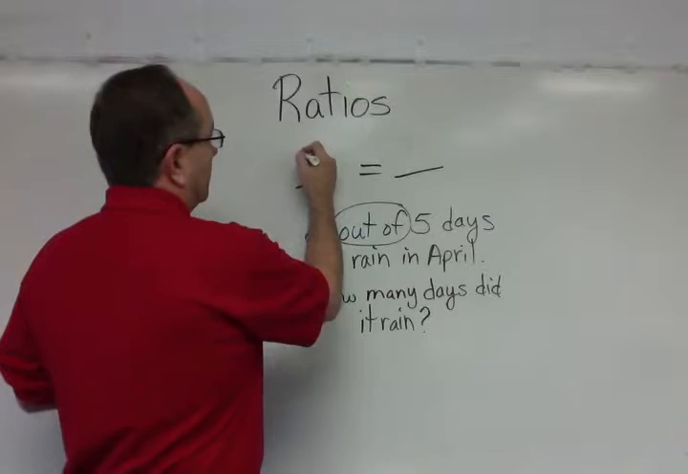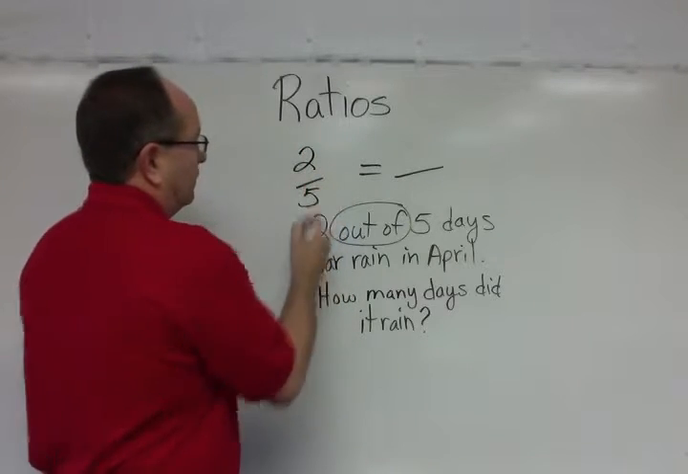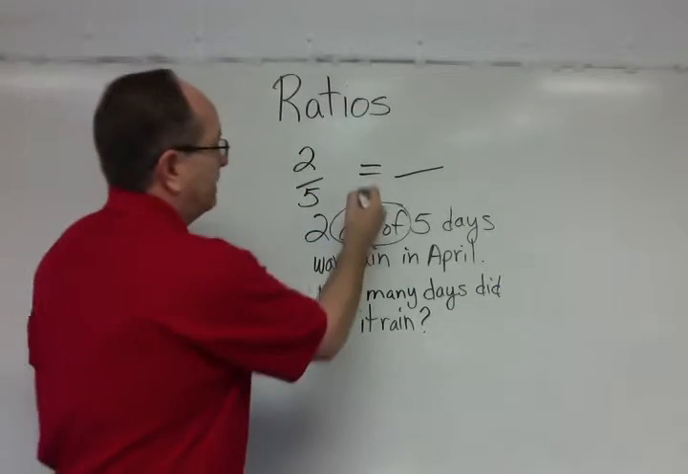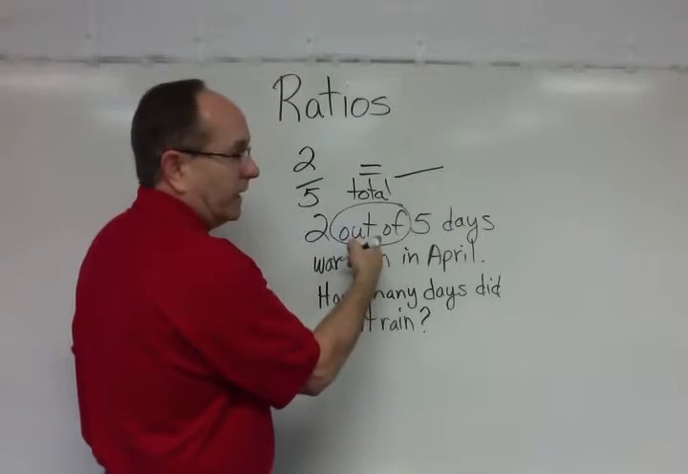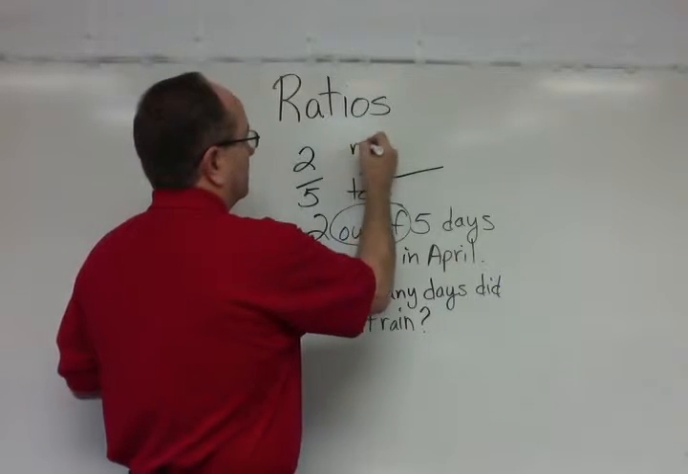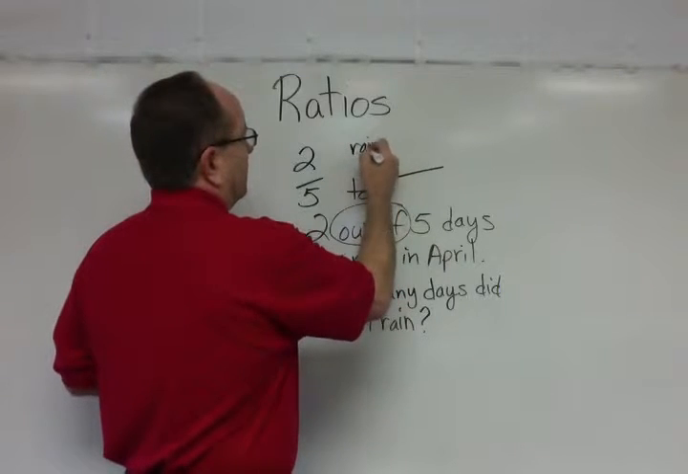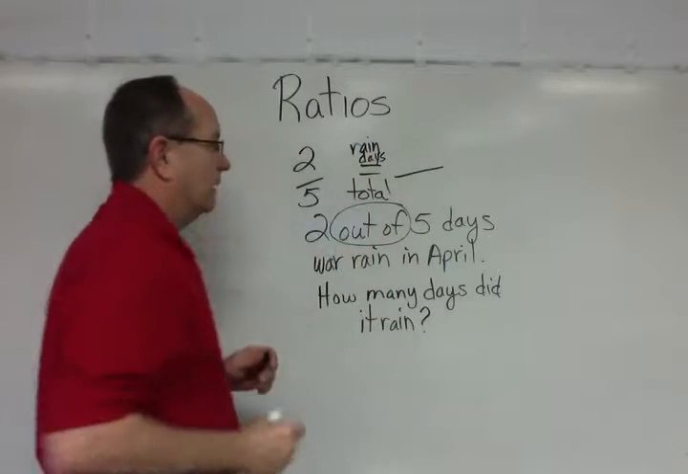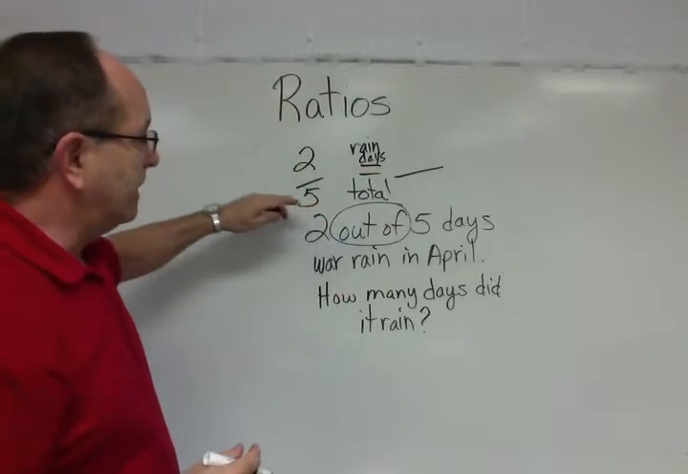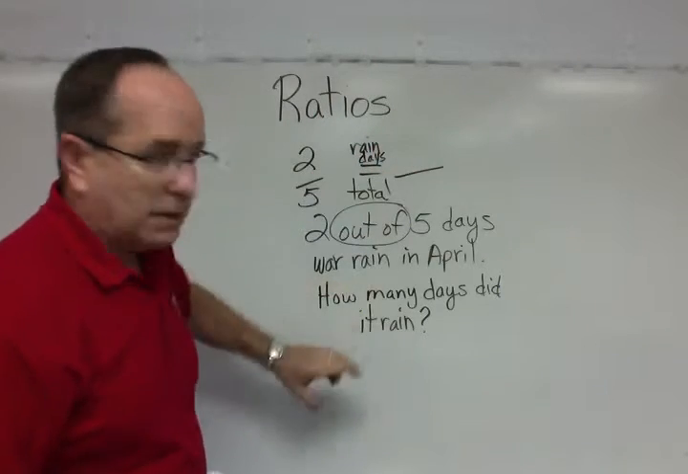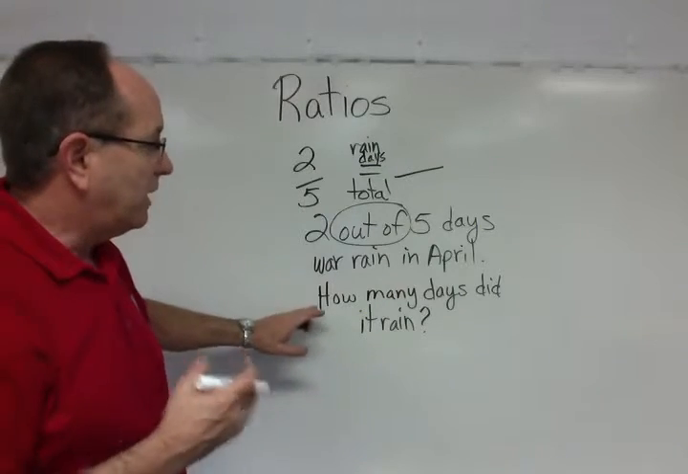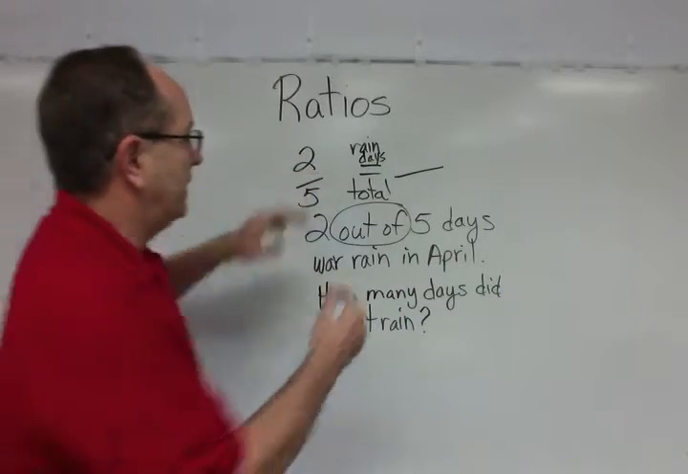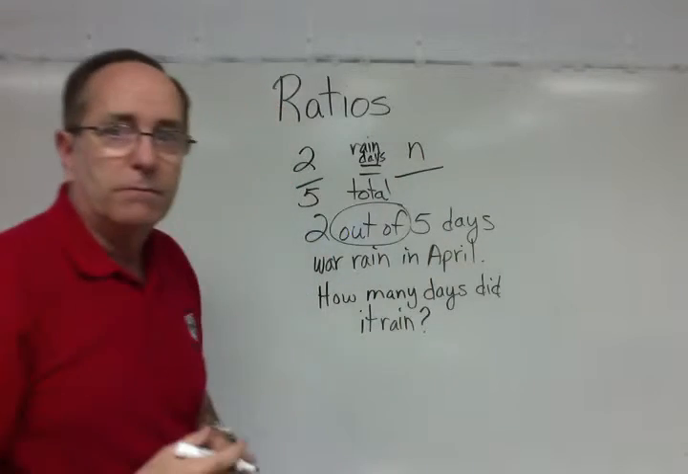So in my rate format, I'm going to have the 2 and 5, but my labels here become total because of the out of vocabulary. And what is this? These are the rain days, 2 of them. So I have that rate format going, and now what is it I want to find out? I like to do this because then I can put my variable in it. So how many days did it rain? Oh, rainy days. There's my variable, my unknown.